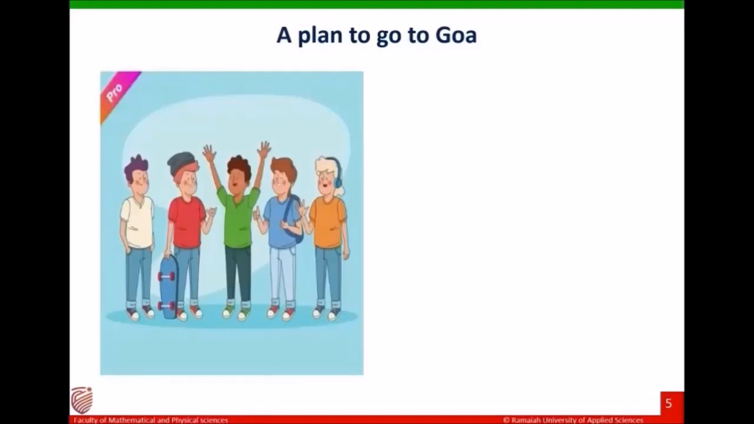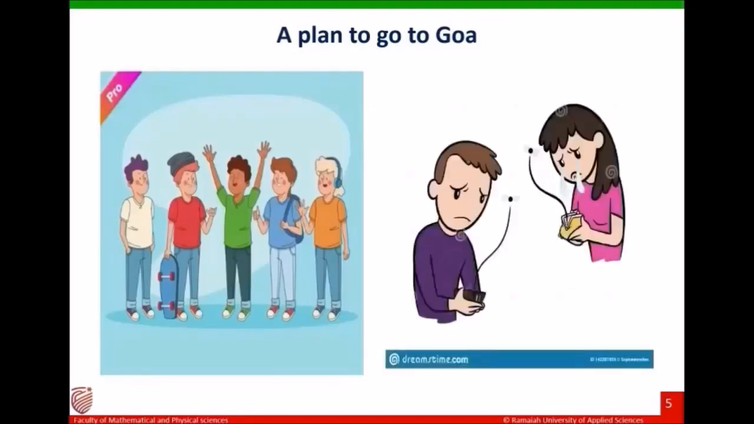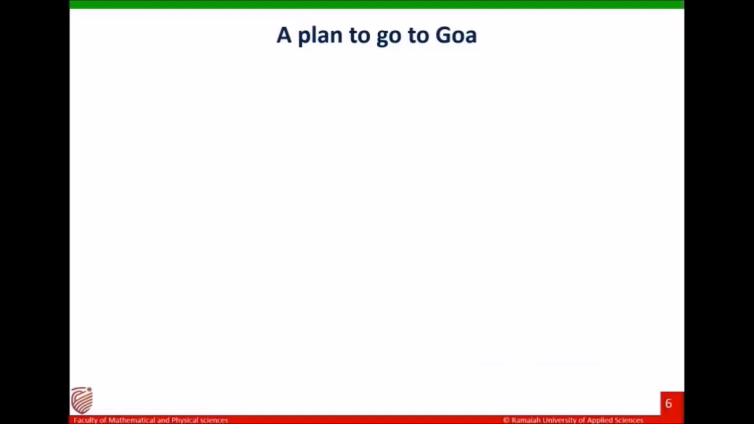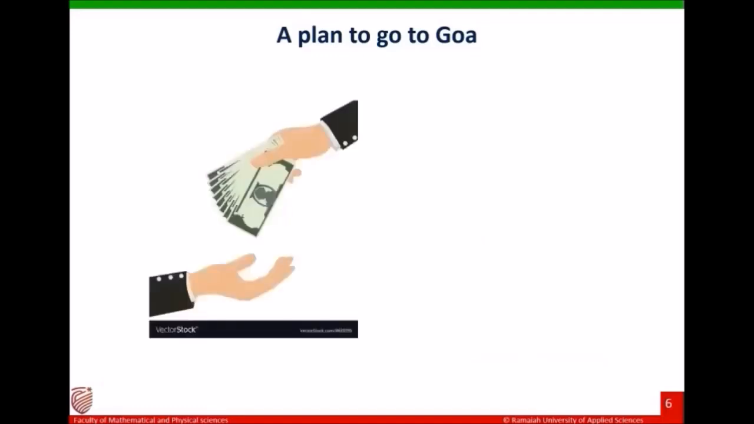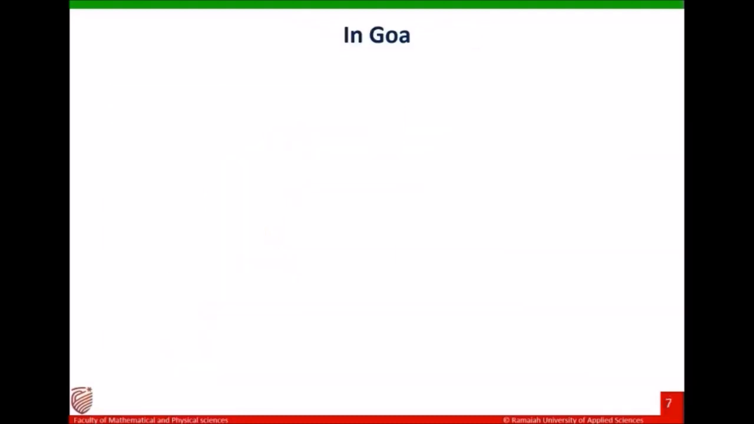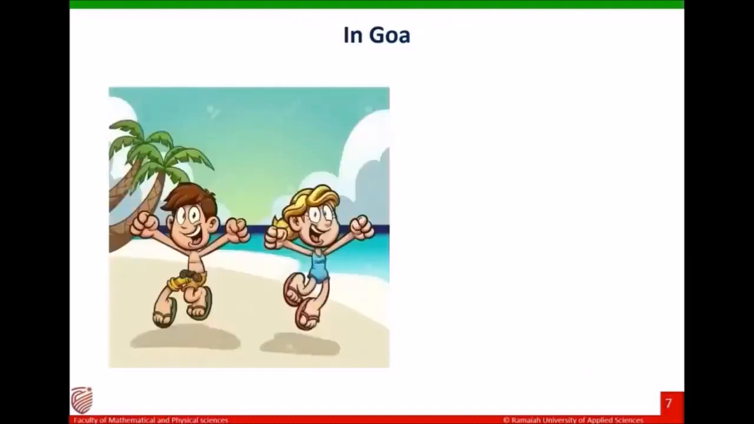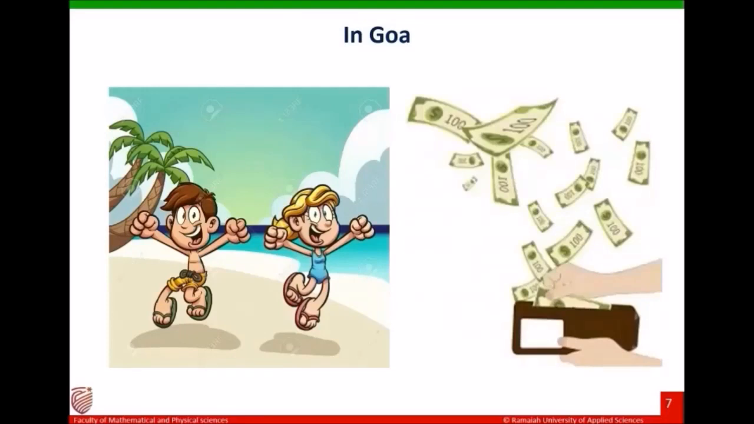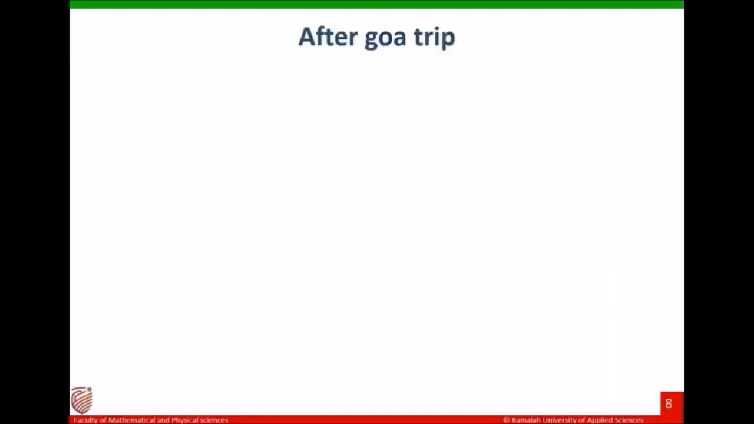5 of my students wanted to go to Goa for a pleasure trip, but all of them had no money. So what they did, they took a loan from a moneylender. Look at him. He is so strong and big. By taking that money, they went to Goa, spent the entire money, enjoyed a lot, and came back to Bangalore. They forgot to pay the money back to the dangerous moneylender. As usual, it's quite obvious.